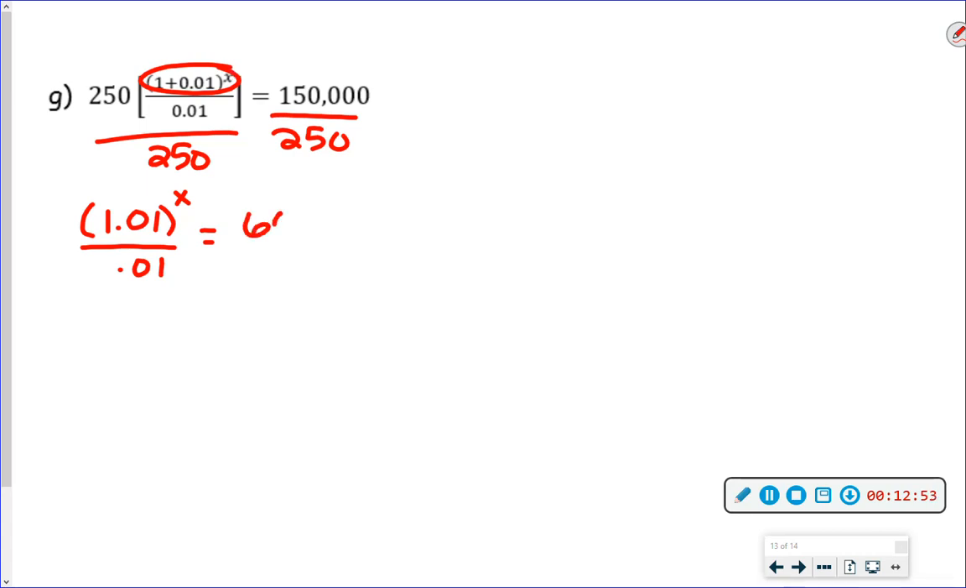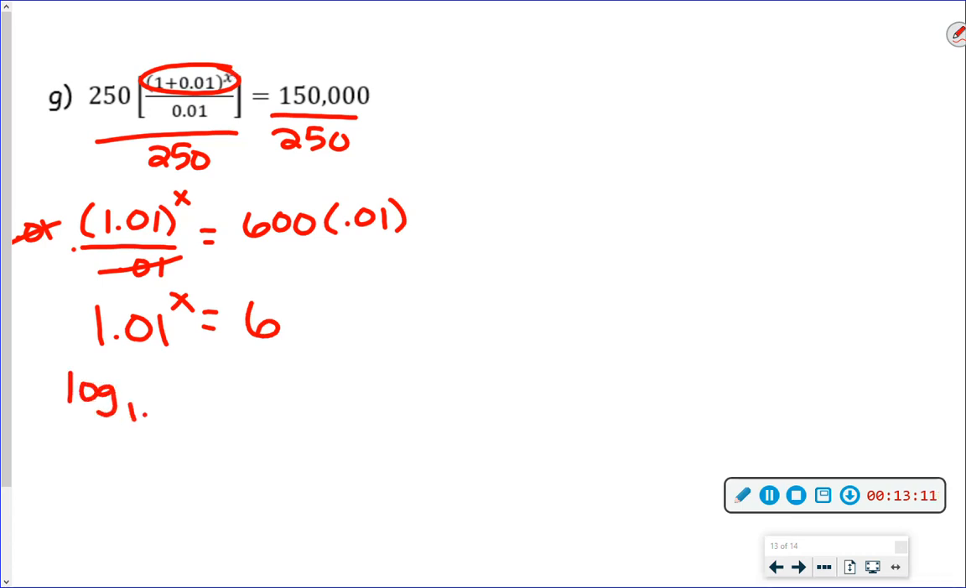It is 600. Now I'm going to get rid of this over 0.01 by multiplying by that on each side, because we are isolating our exponential expression. 600 times 0.01, 6. And now I'm going to convert this into log form. Log base 1.01, which looks like it's just a decimal, equals our exponent. And you would simply type this into your calculator, and you end up with 180.07.